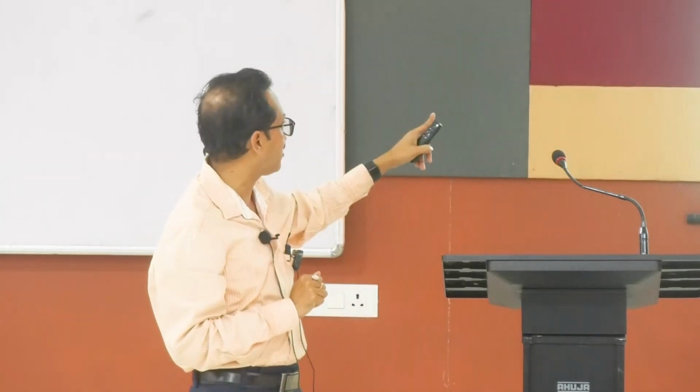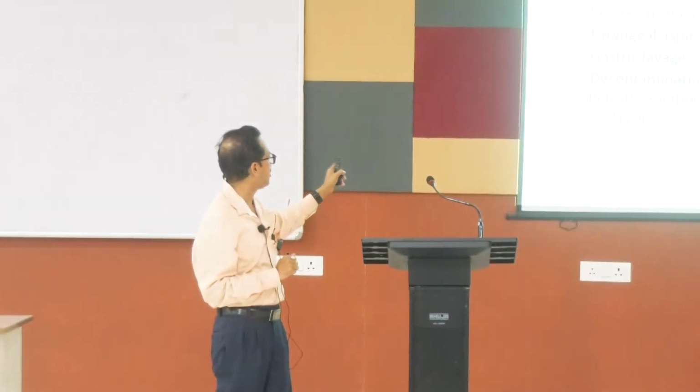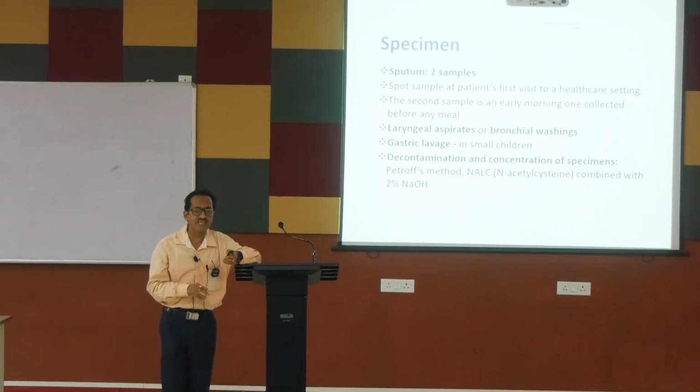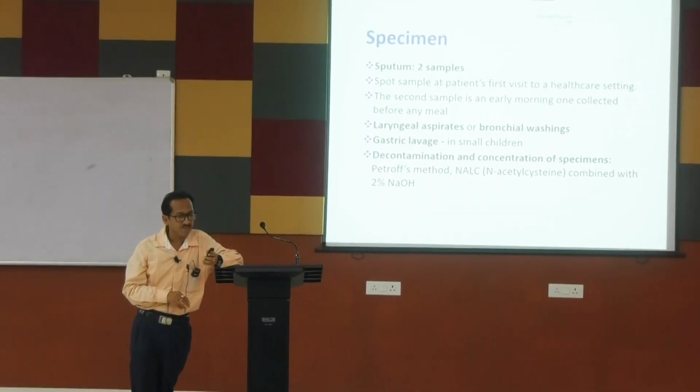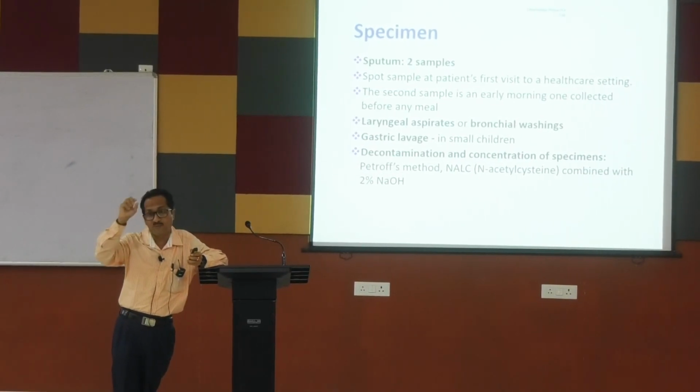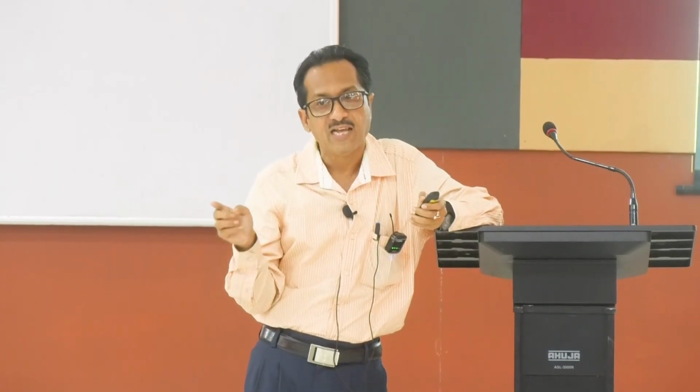But what is the commonest method used? NALC, N-acetylcysteine, combined with 2% NaOH. What is the advantage of N-acetylcysteine? Sometimes in some cough syrups you can find this N-acetylcysteine, which liquefies the sputum. So if the acid-fast bacilli are entangled within the mucoid part of the sputum, that can be liquefied by using NALC, N-acetylcysteine, along with 2% NaOH. So this is the concentration and decontamination method.